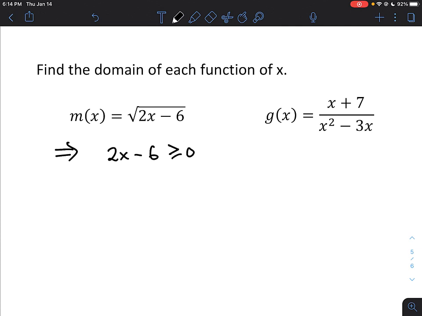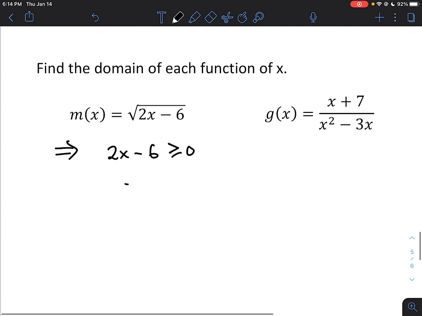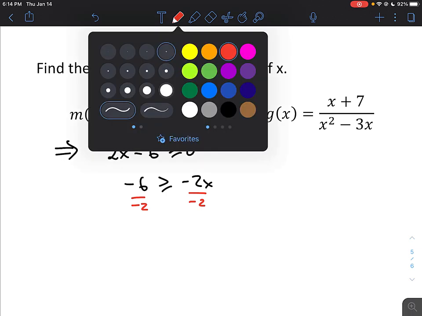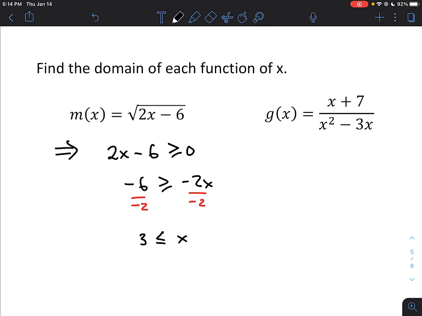You could add the 6 and divide by 2, but I'm going to actually leave the 6 here and subtract the 2x over here, just to remind you that when you are working with an inequality like this and you divide both sides by a negative, you need to flip the direction of the inequality. So the next step would be divide both sides by 2. And as soon as I multiply or divide both sides of an inequality by a negative number, switch its direction. So this would translate into x must be bigger or equal to 3.